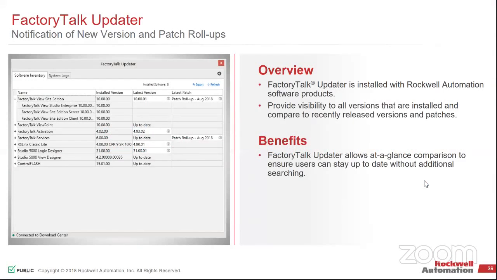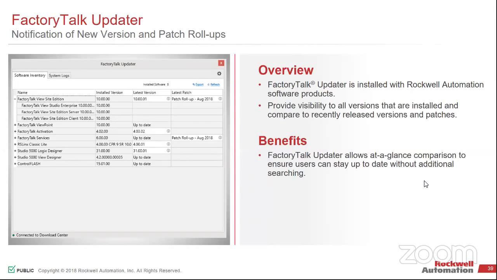Moving forward, with version 32, we have developed and deployed the FactoryTalk Updater. This is a little notification screen where, in the same way as with ControlFLASH Plus, you can look and see what versions of firmware you have and what the latest on your computer is. We're now doing the same with versions of Rockwell's software.